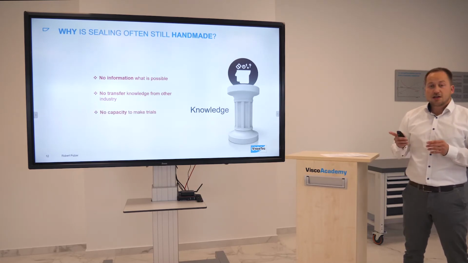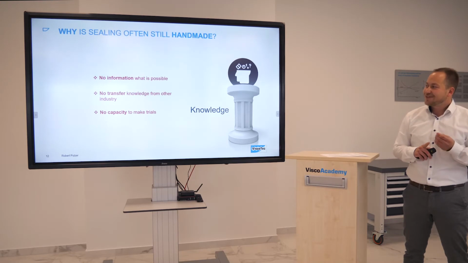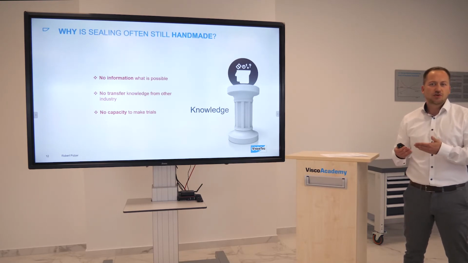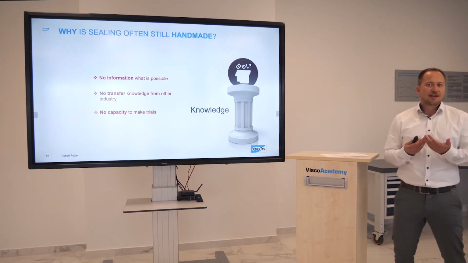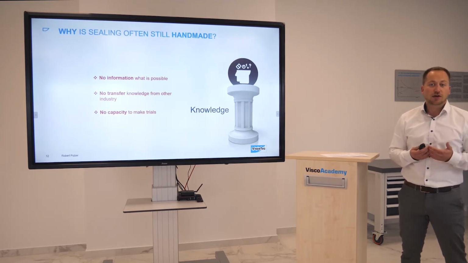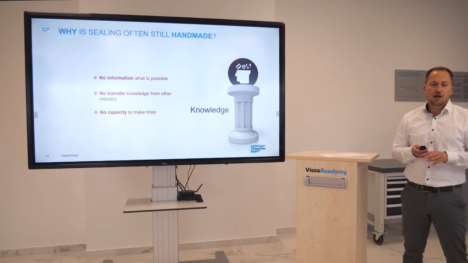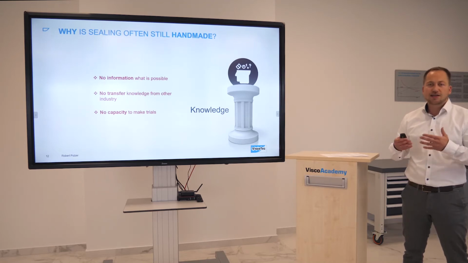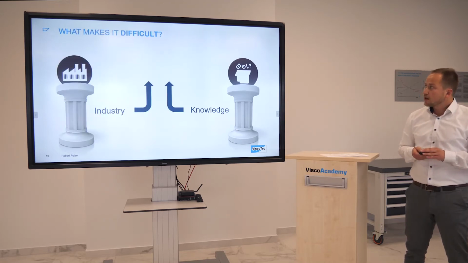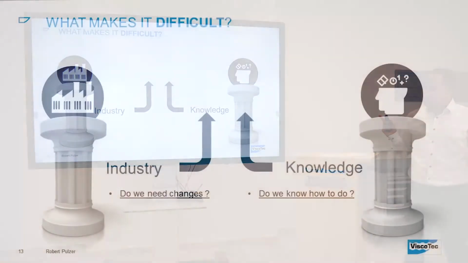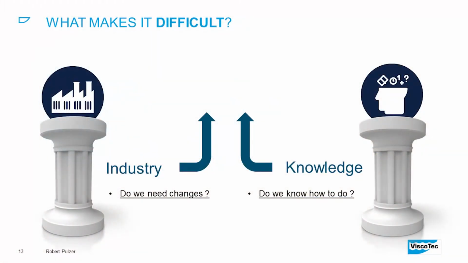We are always selling knowledge and a very, very precise and high quality dispensing system. And last but not least, no capacity to make trials. When you want to implement something new, you need a kind of safety that this is really working. And for this, we have a laboratory, and we can test it out. So there are two questions. When you have a pure answer for these two questions, it makes sense to change something.